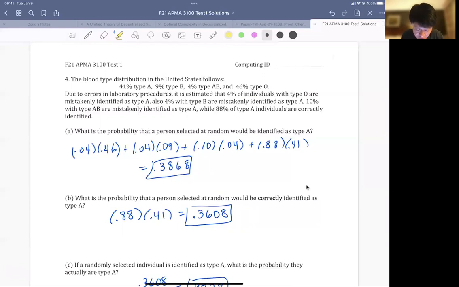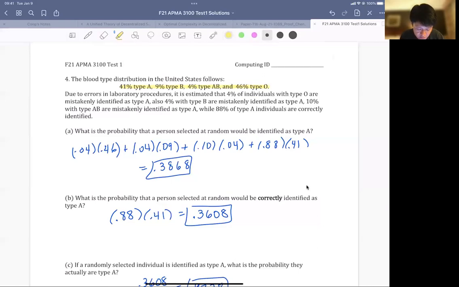The blood type distribution in the United States follows the following. These are the numbers we have. So this sentence basically tells you that this is the blood type distribution in the United States. So far we didn't say anything about lab test or estimation or error. So this is the ground truth. This is really the blood type distribution in the United States, as the sentence says, okay?